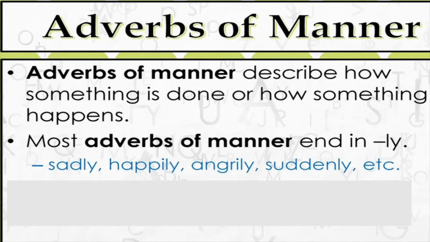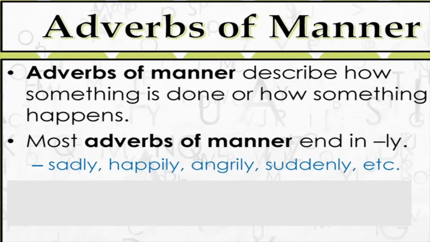Let us try and understand this concept very clearly: rules are a little bit different when it comes to languages and when it comes to sciences. In sciences, one rule applies to all, but in languages, it might not apply in all cases or in all places. So most of the adverbs of manner end in L and Y. So you have sadly, happily, angrily, suddenly.